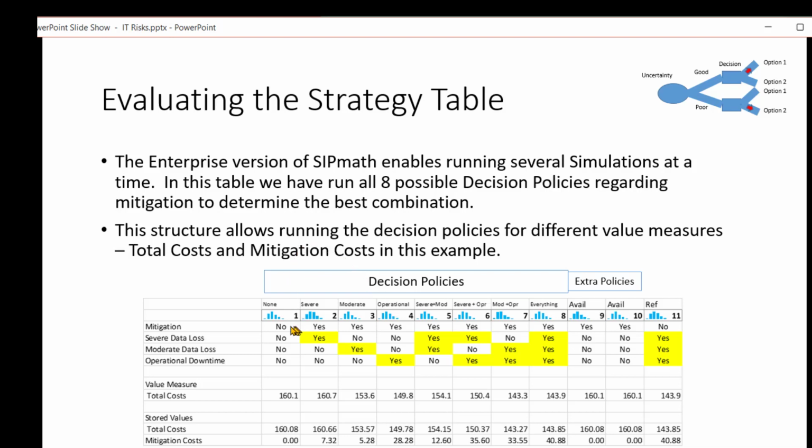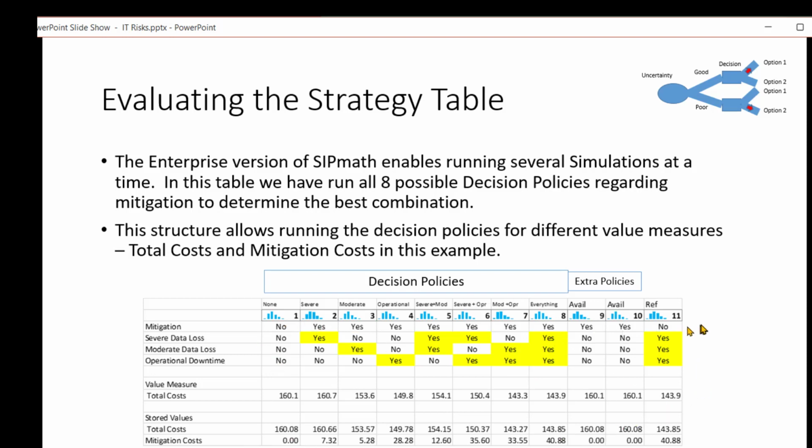So what I've done here is I've defined every possible strategy, which was no mitigation, just mitigating severe, mitigating moderate, mitigating operational, mitigating the severe and moderate, severe and operational, moderate and operational, and doing everything. These were just extra ones I put in here so I could add some other things easily to the model. So I have 8 different strategies here, and I've calculated the total cost and then also the mitigation costs.